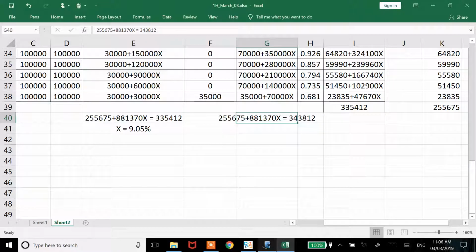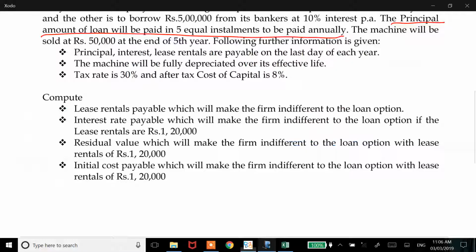So in case he wants to reduce the lease rent, I would want the rate of interest to drop to 9.05%. Any doubts on this? Clear? Can we proceed? Okay, now listen.